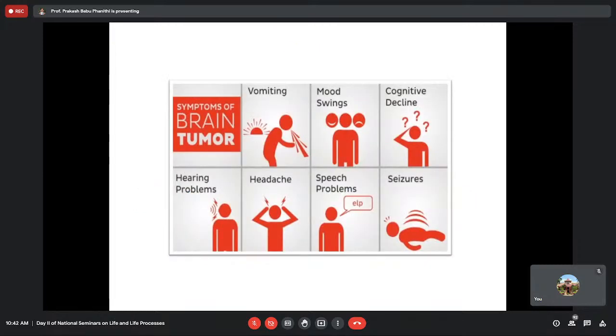Now, some of the symptoms, if they are having a tumor in the brain, are that they will start vomiting. There are also mood swings, cognitive decline, hearing problems, headache, and speech problems. People will suffer from seizures and all.